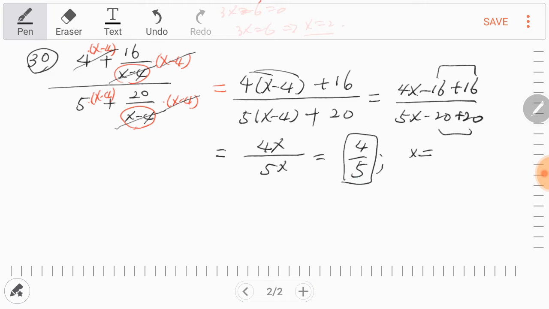How about the restricted values? X cannot be equal to what? From here, we know that x cannot be equal to 0, so not equal to 0. And from this denominator, this fraction, x should not be equal to what? Negative 4.